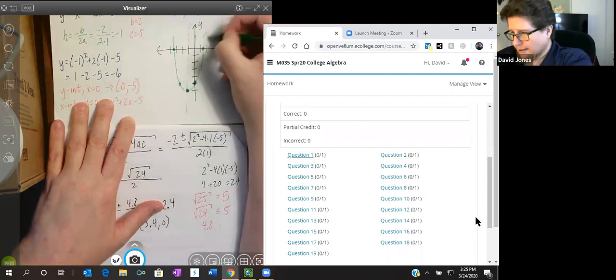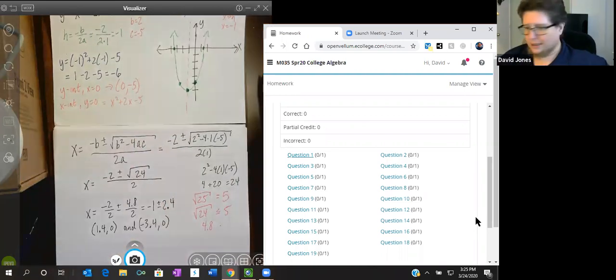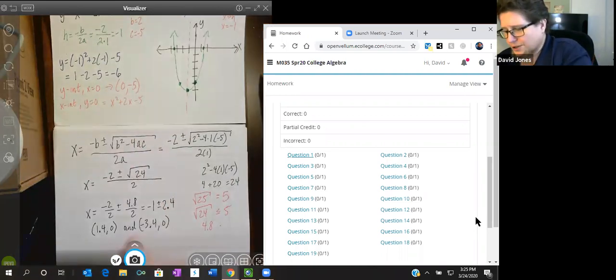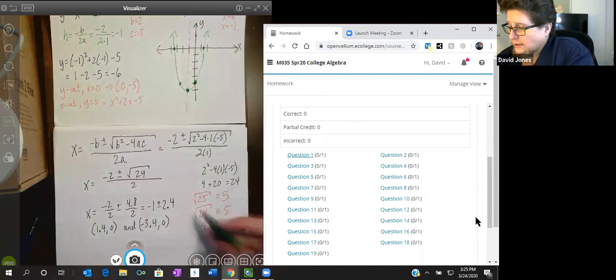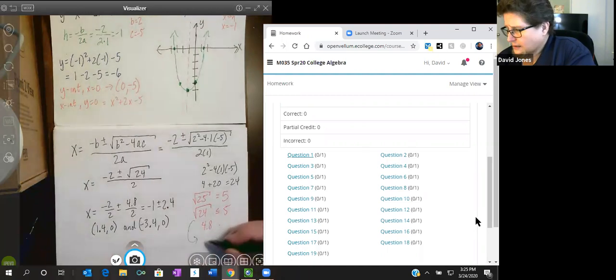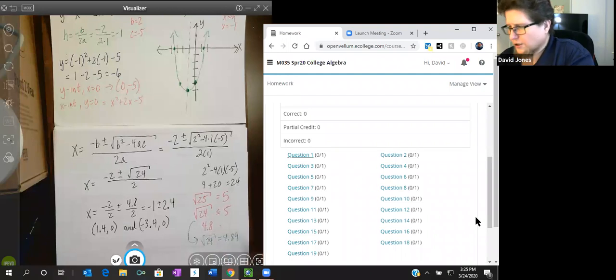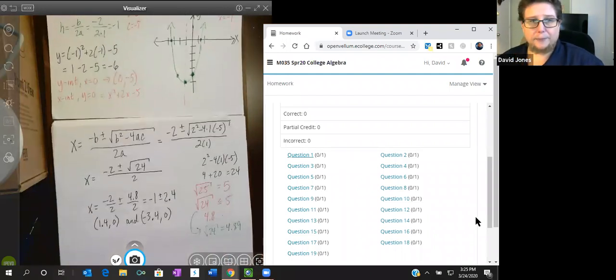Oops, there we go. What is the square root of 24? Now I'm just curious. How close did I get? 4.89. So I was close. I would have been better off with 4.9. But it's not really changing my graph that much.